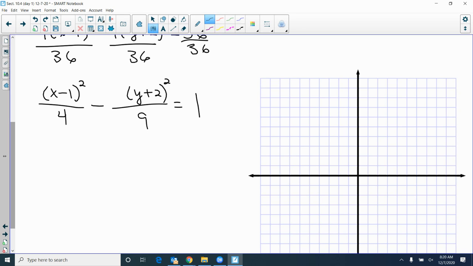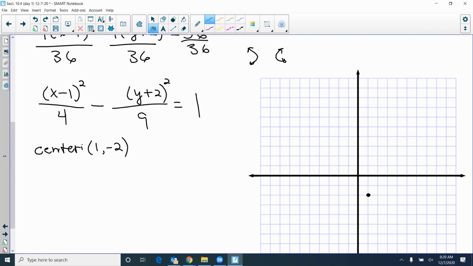All right, Maria, what's the center? 1, negative 2. Jenna, which way does this open, left or right or up or down? Left and right. Good, 1, negative 2. It's going to open left and right because the x is the piece being squared.